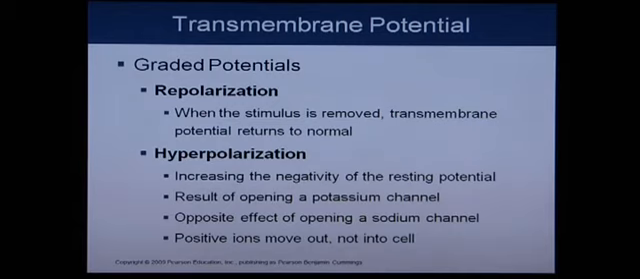Hyperpolarization is when we increase the negativity of the resting potential past negative 70. So if we made it negative 90, for example, this creates an opposite effect. This is when the potassium channels open and potassium floods out. Okay? So hyperpolarization means we make the inside of the cell more negative.